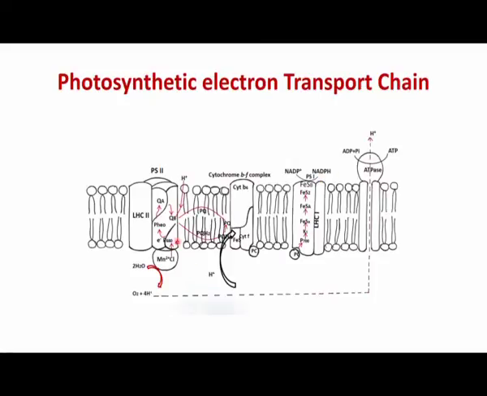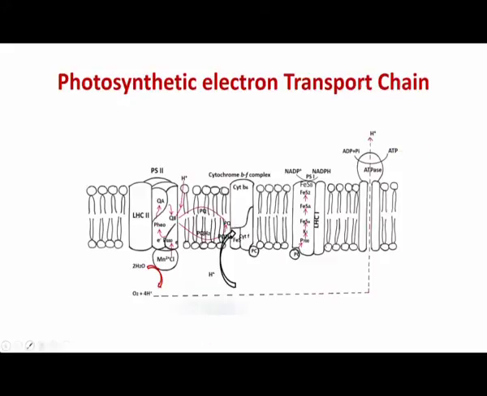On the other hand, the protons which are generated from the photolysis of water as well as the other protons which are also accumulated within the lumen go out through the ATP synthase, and that also generates the ATP within the stroma part.